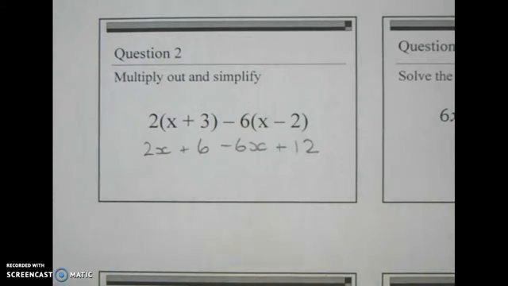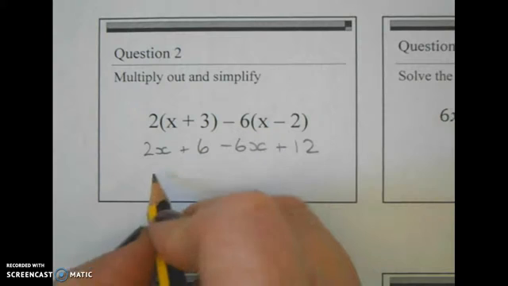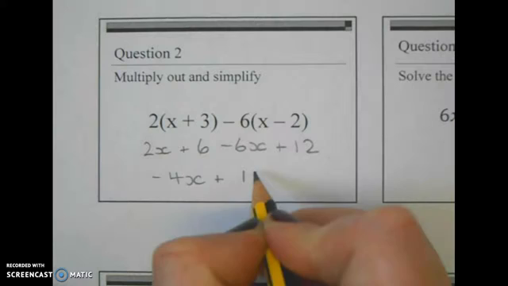And if we simplify those, if we look at our x's, we've got 2x's minus 6x's. So that's minus 4x. 6 plus 12 is a positive 18 for that one.